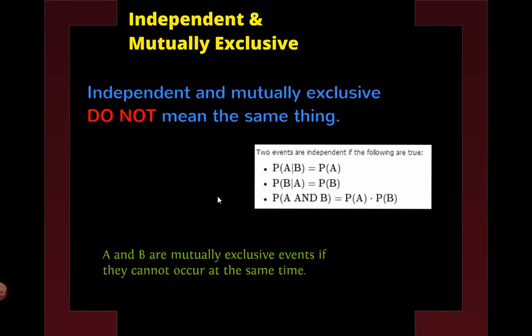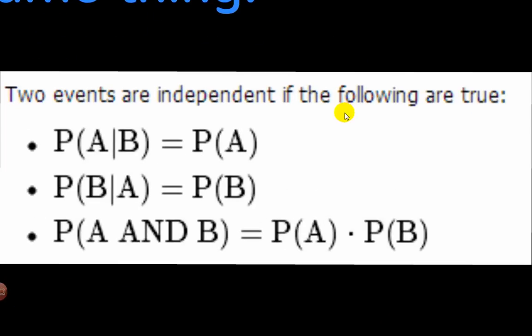Independent and mutually exclusive do not mean the same thing. Well, what does that mean? Okay. Well, they're independent if the probability of A given B is equal to the probability of A. And the probability of B given A is equal to the probability of B, and the probability of A and B is equal to the probability of A times the probability of B. So they're independent, meaning that one thing does not affect the other. One outcome doesn't affect the other outcome. So knowing that B occurred had no effect on what the probability of A was. And here, knowing that A occurred had no effect on what B was.